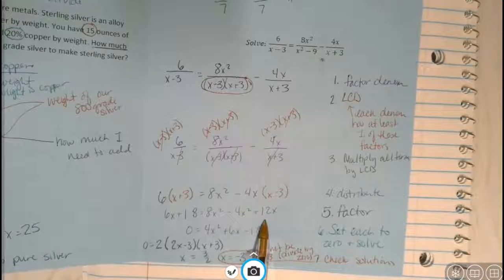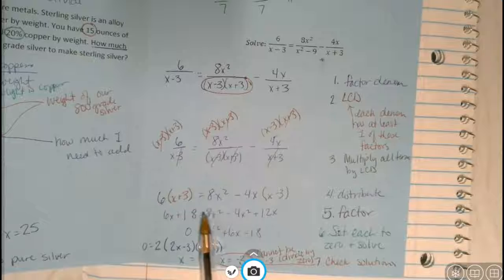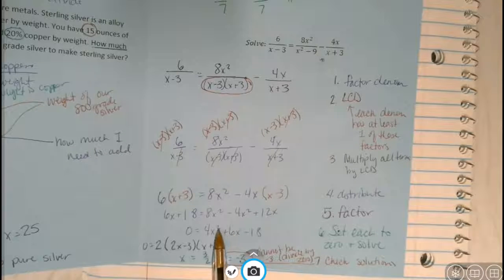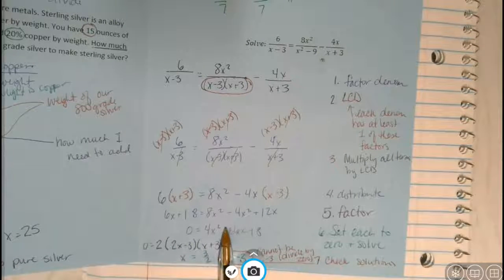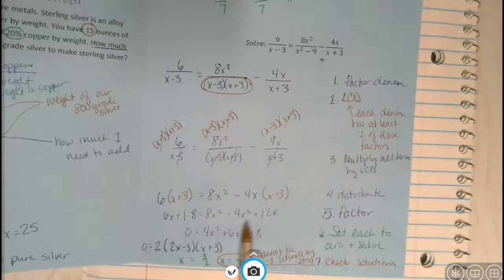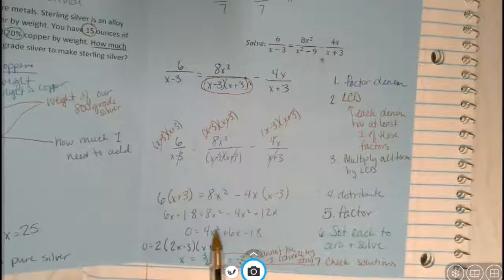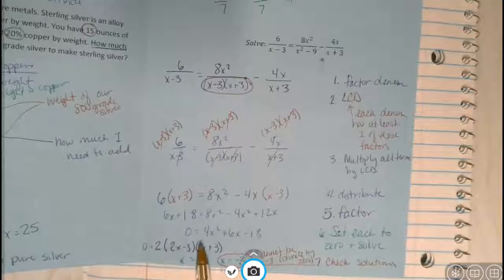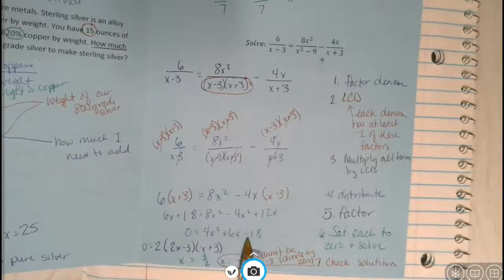I see I'm going to end up with a quadratic because I've got some squared terms. So I set everything equal to 0 and get everything to one side. Now I'm dealing with a quadratic that I can factor. First I notice I can factor out a 2 from everything because everything is even. So I factor out that 2, and I end up with 2x squared plus 3x minus 9.